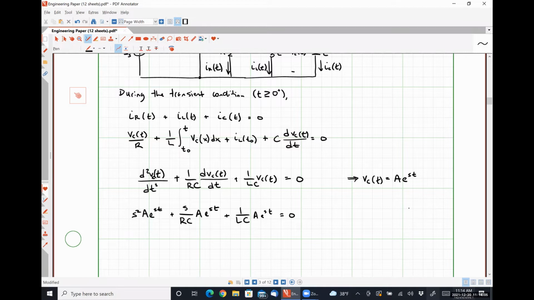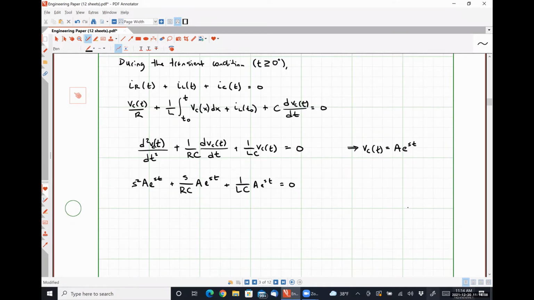And then I am going to group terms so that I will have A multiplied by S squared plus 1 over RC times S plus 1 over LC, all multiplied by E to the ST is equal to 0. And this guy here in the middle is my characteristic equation.